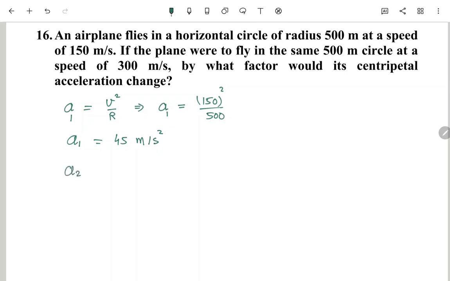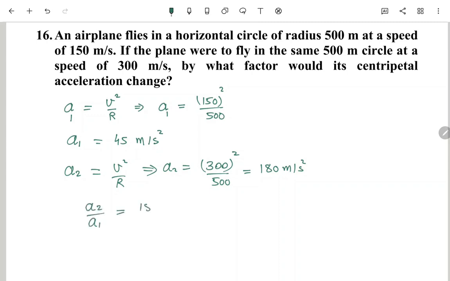Now a2, same rule, it's v square over r, or a2 equal to 300 in this case, the speed is doubled, square divided by 500 meters, which is equal to 180 meters per second square. Now a2 with respect to a1 is equal to 180 divided by 45, and in this case a2 equals 4 a1, which means if the speed is doubled, the acceleration will become 4 times.